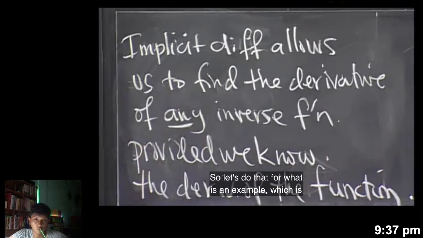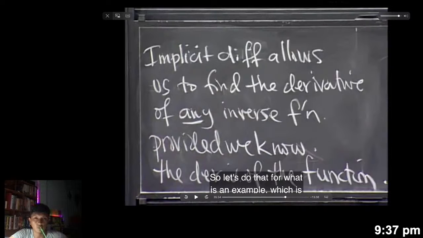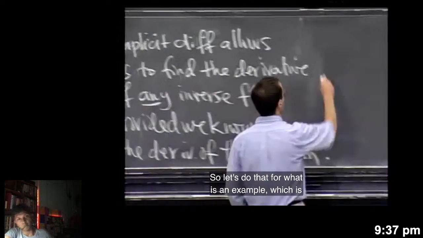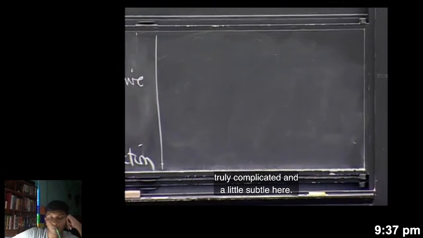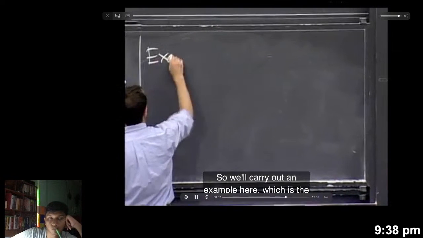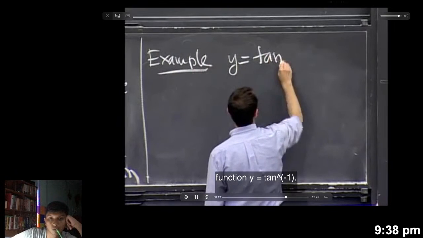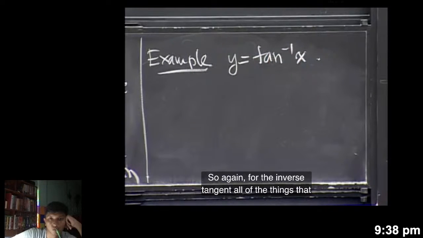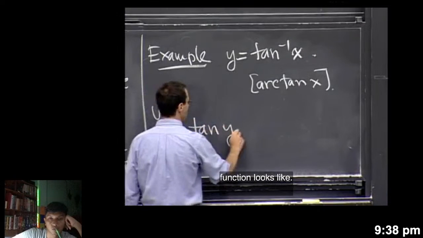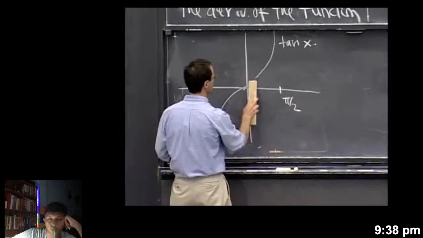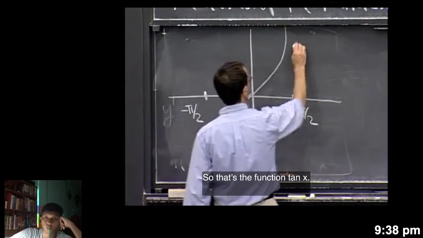Right? So let's do that for an example which is truly complicated and a little subtle here and has a very pretty answer. So we'll carry out an example here, which is the function y is equal to the inverse tangent. So again, for x and y, then we'll do the computation. So this one is the function tan x.